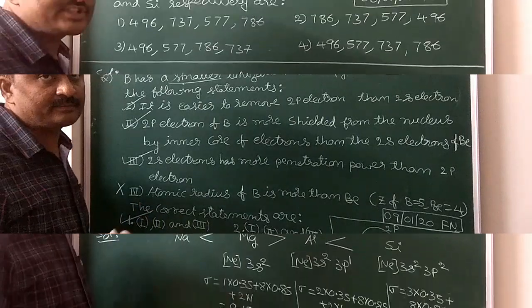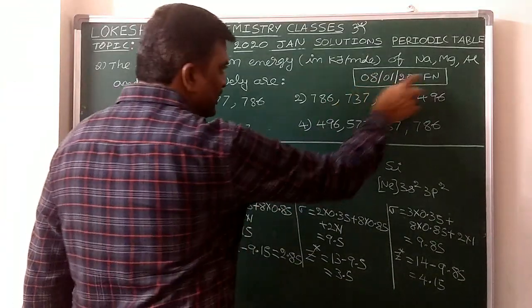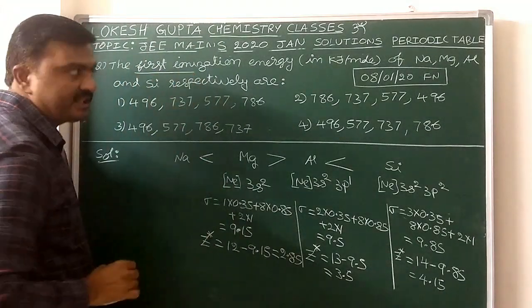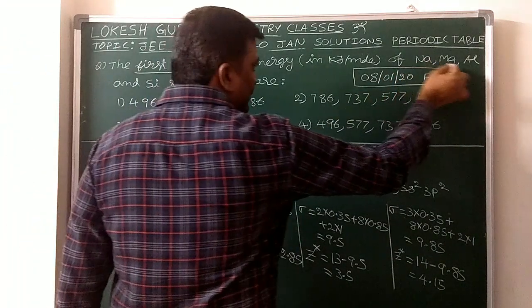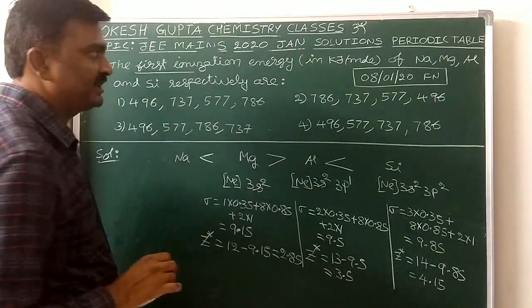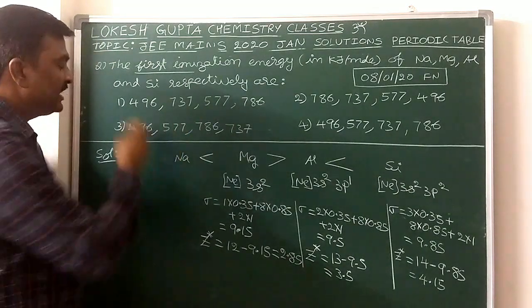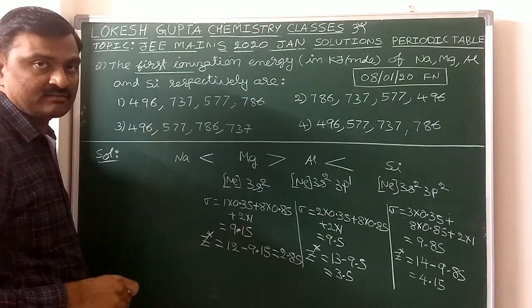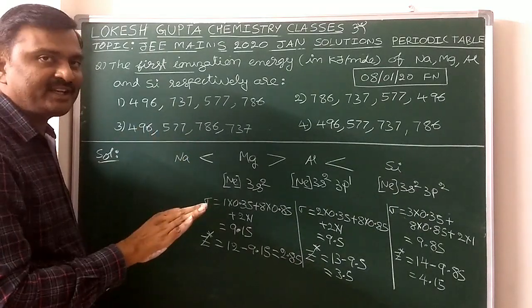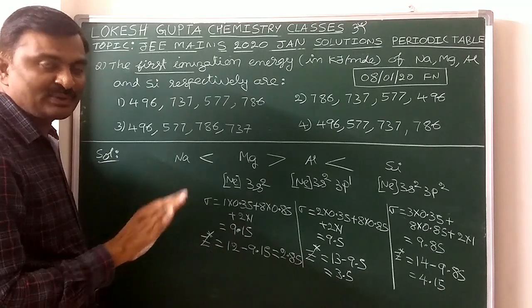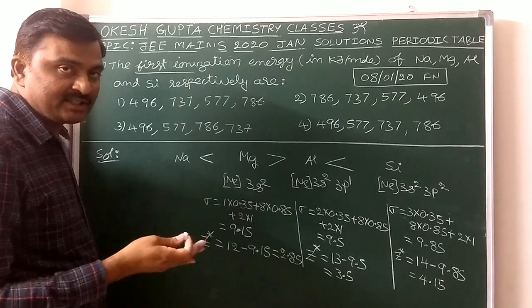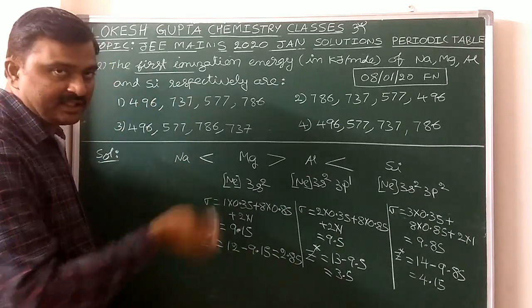Now come to the next question. The question was given on 8th January morning. The question is: the first ionization energies of sodium, magnesium, aluminium and silicon are respectively. For these four elements, they are asking the ionization energy values. It means there is no need to memorize the values. Based on the trend, we have to answer this question. No need to memorize the ionization energy and electron affinity values of all the elements. Based on the trend, we can answer it.